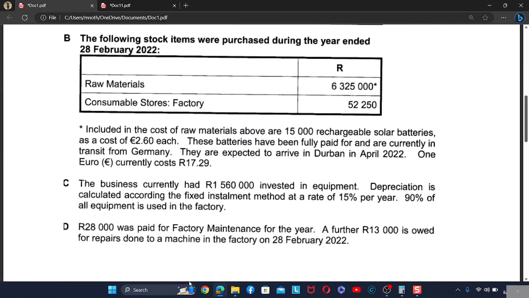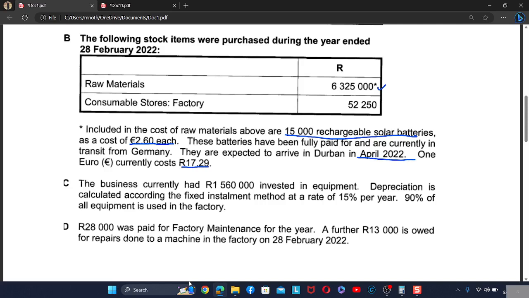They said included in the cost of raw material above are 15,000 rechargeable solar batteries at a cost of €2,60 each. These batteries have been fully paid for and are currently in transit from Germany. They are expected to arrive in Durban in April 2022, that is the next financial year. €1 currently costs 17 rand 29 cent.